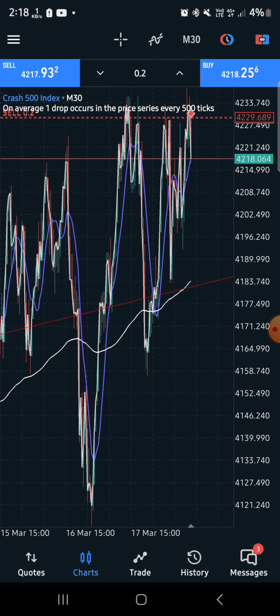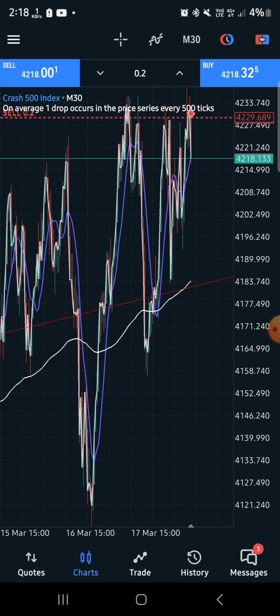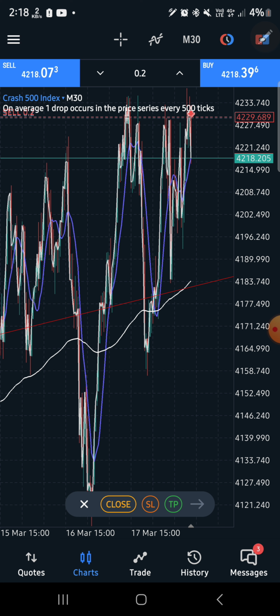And my battery is about 4%. Let me get my charger, and we are going to expect even much more spike. So actually I'm expecting a spike to this region, which is around $8 per position. So we'll be making around $24 in total. So let's see what the market does, guys.